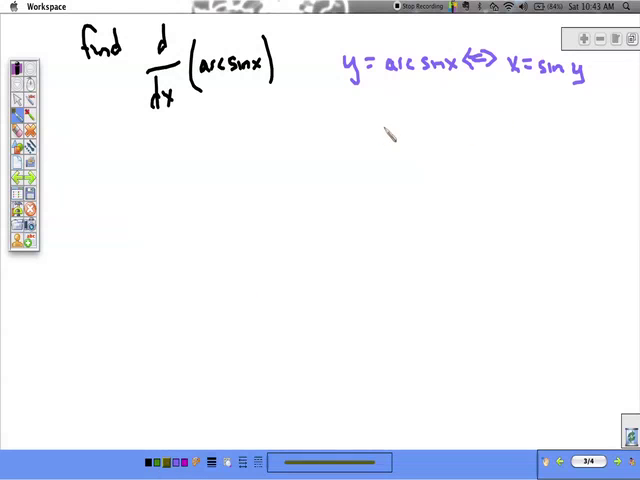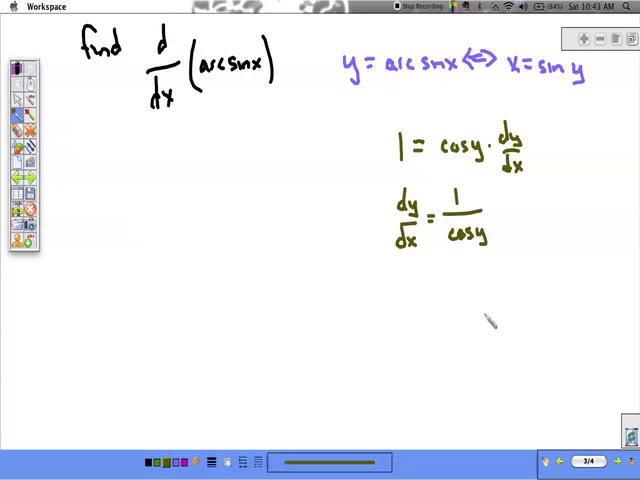I'm going to take the derivative with respect to x of this. So we get 1 equals cosine y. Then we have to use implicit differentiation, dy dx. We can do simple solving. Dy dx is 1 over cosine y.